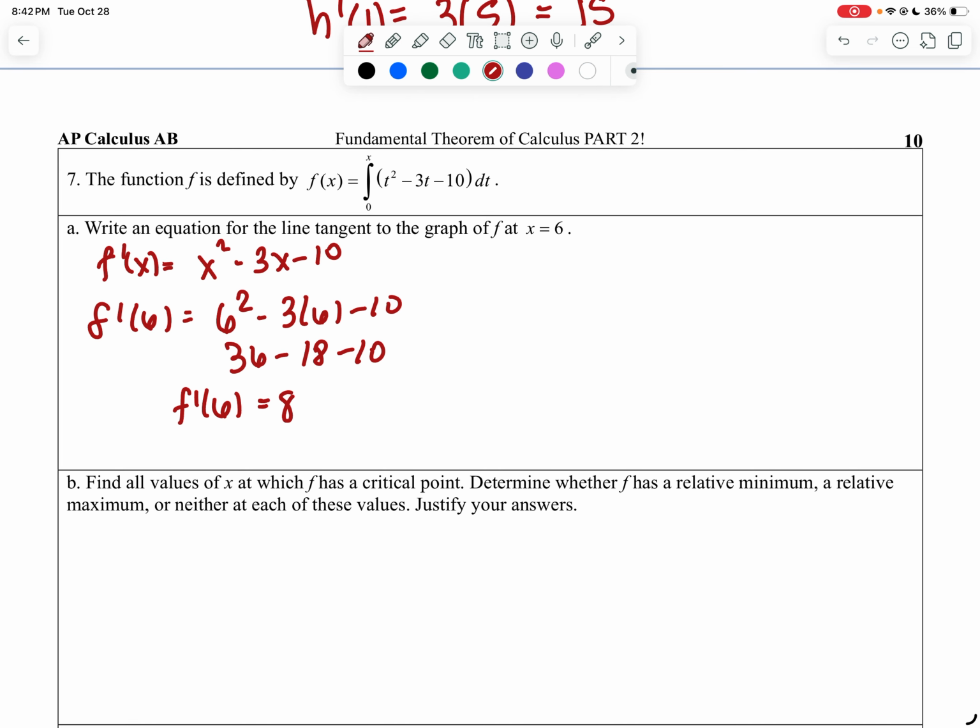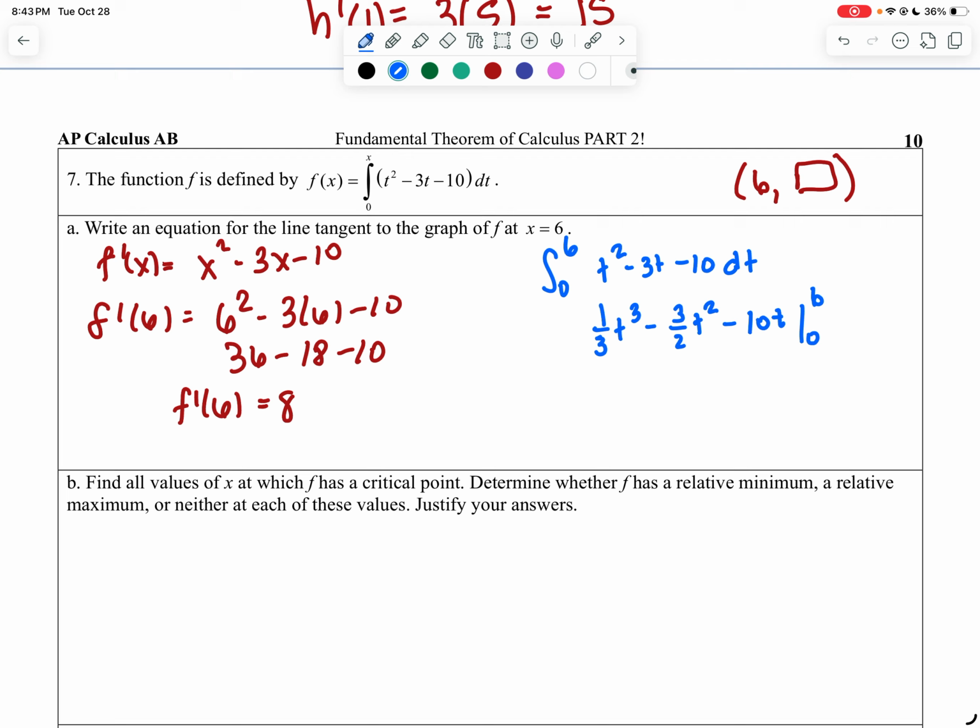Now we need to figure out what the y-coordinate is. In order to do that, they give us that f of x is that integral. So I'm going to do the integral from 0 to 6 of t squared minus 3t minus 10 dt. That gives me 1/3 t cubed minus 3 over 2 t squared minus 10t from 0 to 6. I'm not going to plug in 0 because I have a t here, a t here, and a t here. That's just going to be 0, kind of irrelevant. So I'm just going to plug in 6.